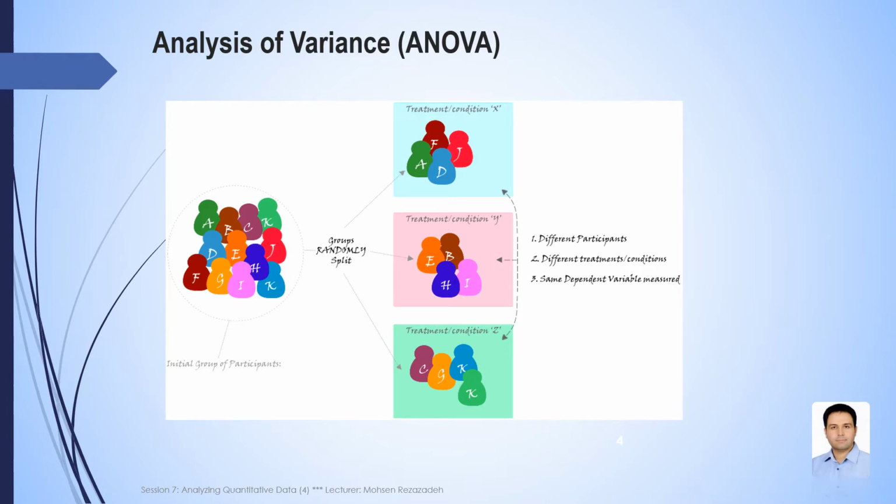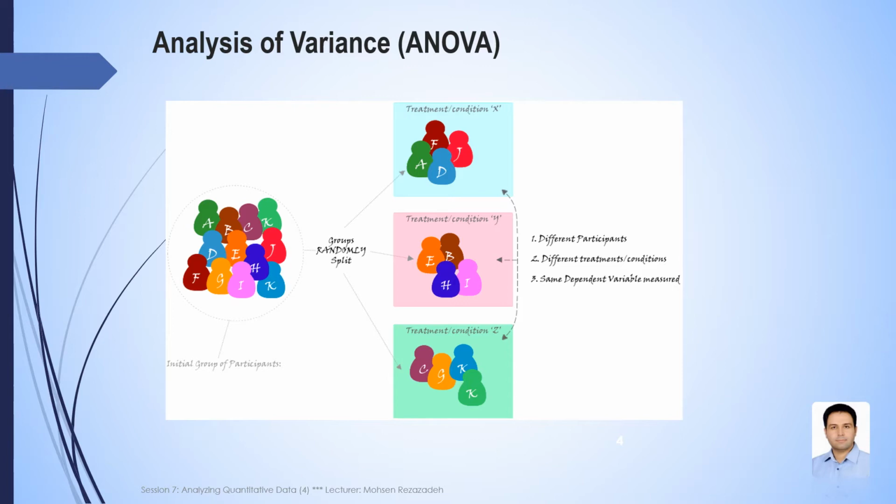If you look at this figure, you see that we have an initial group of participants. Then we assign them into three different groups, three different conditions, X, Y, Z, or three treatment groups. We will test all of these three groups with the same dependent variable measurement, for example, with the same post-test.